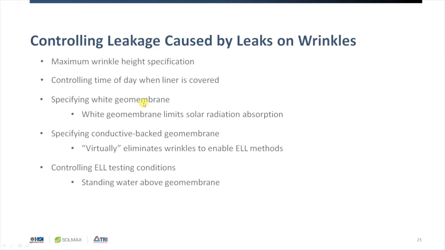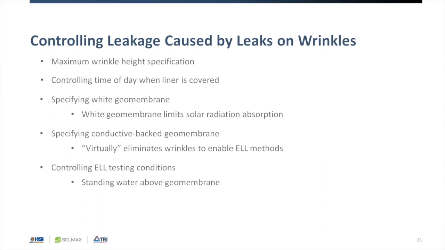So we know that leaks on wrinkles are a problem because they leak excessively. What can we do to control them? Well, we can have a maximum wrinkle height specification. We can control the time of day when the liner is covered. We can specify white geomembrane, so it limits that solar radiation so the geomembrane doesn't heat up as much, it doesn't lengthen as much, and you don't have the creation of so many wrinkles. You can also specify conductive back geomembrane, which virtually eliminates those wrinkles, so it enables the ELL methods to work in poor contact situations.